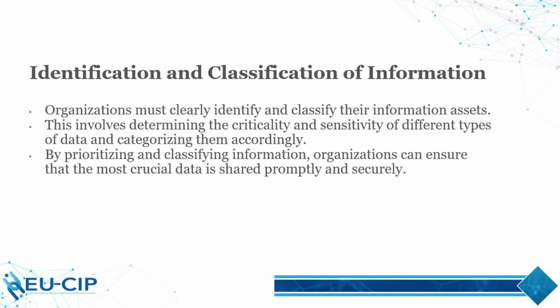Identification and classification of information. Organizations must clearly identify and classify their information assets. This involves determining the criticality and sensitivity of different types of data and categorizing them accordingly. By prioritizing and classifying information, organizations can ensure that the most crucial data is shared promptly and securely.